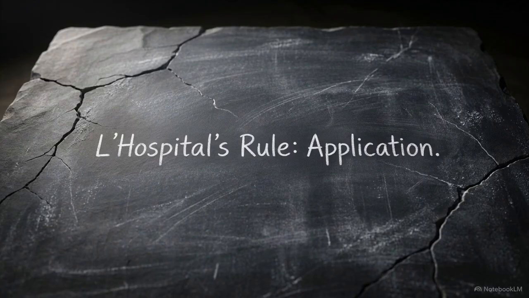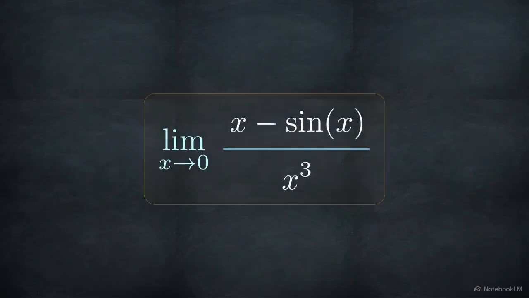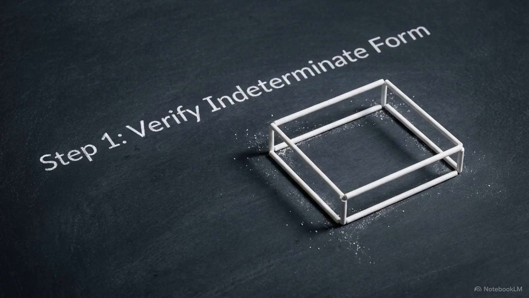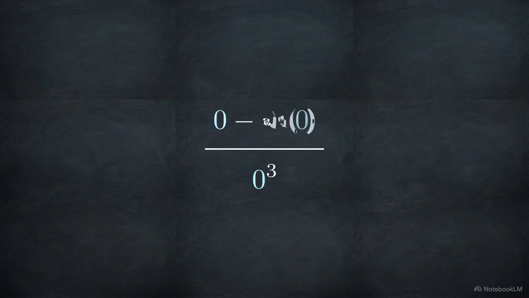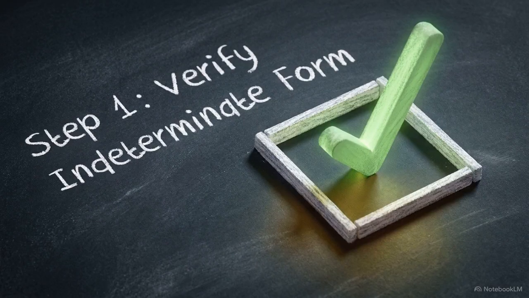To see the mechanics of this proof in action, we apply it to a classic limit, x minus the sine of x, all divided by x cubed, as x approaches 0. The mandatory first step is verifying the hypotheses. Plugging in 0 yields 0 in the numerator and 0 in the denominator. The indeterminate form is confirmed.